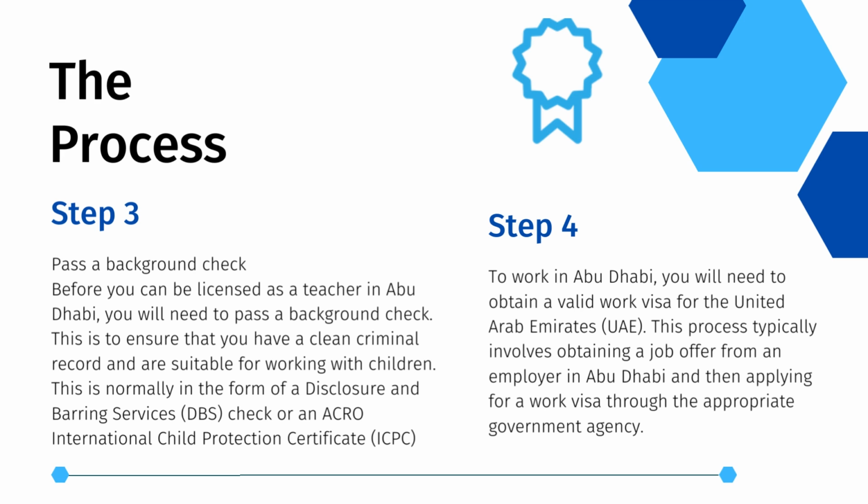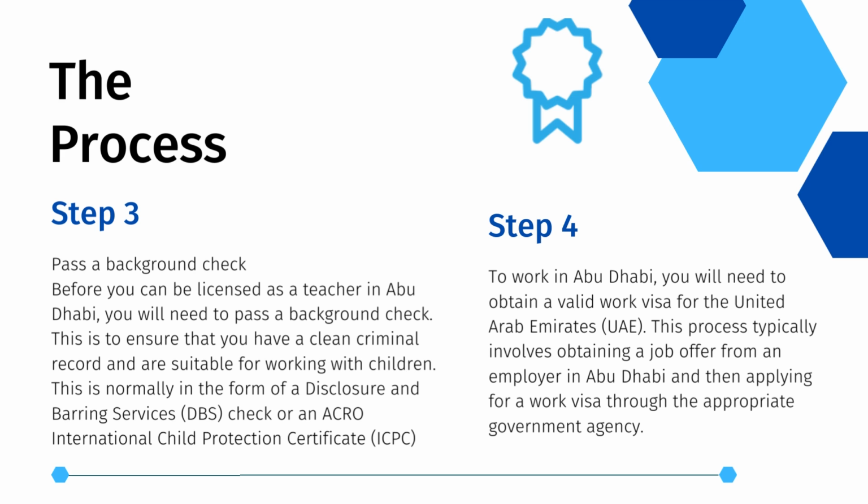Third step, you've got to pass a background check. Now, there's two ways you can do this. Disclosure and Barring Service, DBS, I'm sure you're familiar with. That is the UK-based check. Often it requires a UK address, so if you're not in the country at the moment or you will be out of the country at the time, it's going to be difficult to get that.